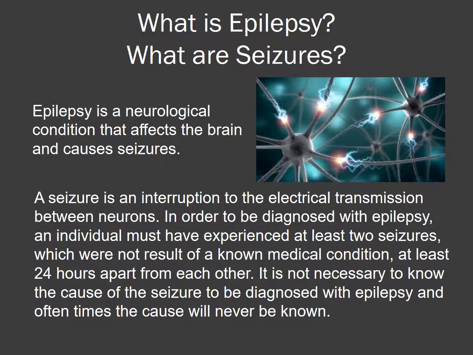In order to be diagnosed with epilepsy, an individual is going to have to experience at least 2 seizures that are not the result of another known medical condition, and these seizures must occur at least 24 hours apart from each other. Surprisingly, it's not necessary to know the cause of the seizure in order to be diagnosed with epilepsy, and most often the cause of the seizure is never known. So it's possible to have an epilepsy diagnosis and never know why you're having these seizures.